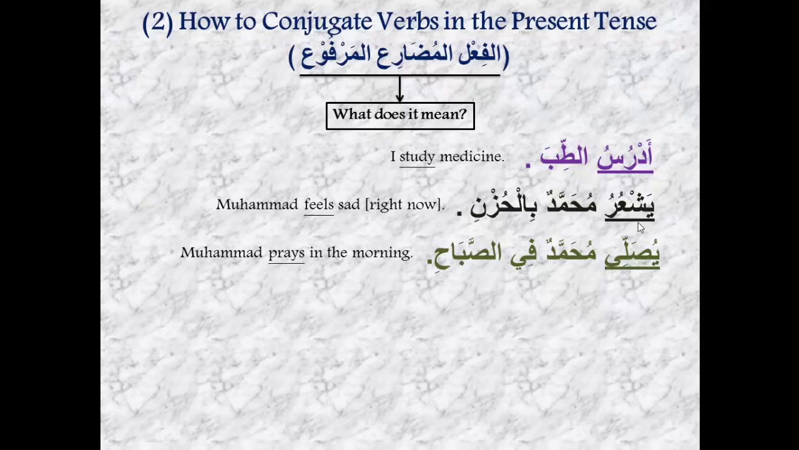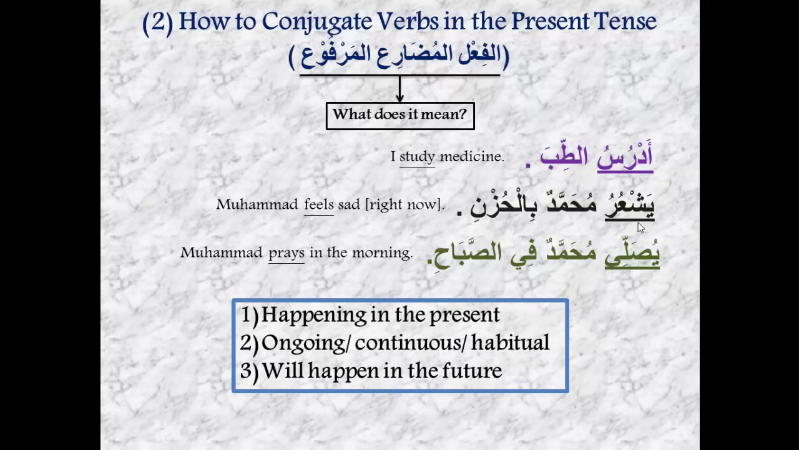So we have several acceptable meanings for al-fi'l al-mudari' al-marfu'. Number one, the action is happening in the present. يشعر محمد بالحزن. Number two, the fact that the action is ongoing, continuous or habitual. يصلي محمد في الصباح. He prays every morning as a habit. And number three, which I did not provide an example for, an action that will happen in the future, and usually in the near future. This is also an acceptable meaning of al-fi'l al-mudari' al-marfu'. So all three are possible meanings.